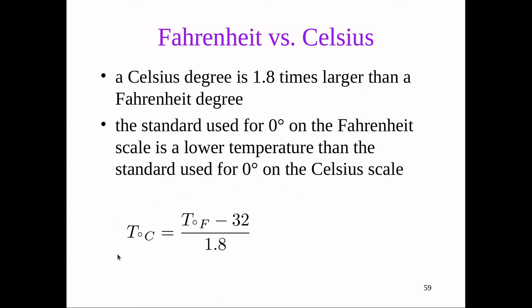And using this information, we actually can derive a formula to interconvert between them. So the temperature in degrees Celsius is going to equal the temperature in degrees Fahrenheit minus 32. This 32 is coming from where the 0 is on the Fahrenheit scale. 0 degrees Celsius is 32 degrees Fahrenheit. All divided by 1.8, which has to do with the difference in size between a Celsius degree and a Fahrenheit degree.